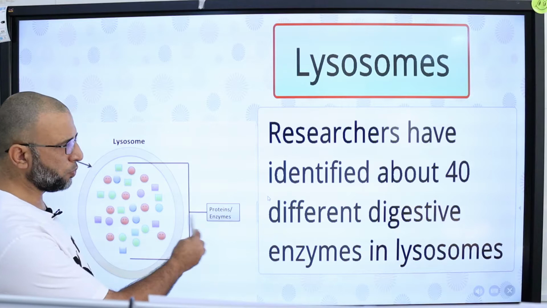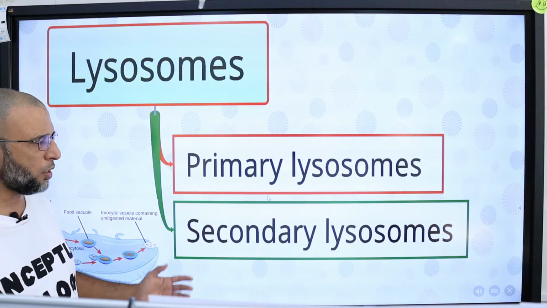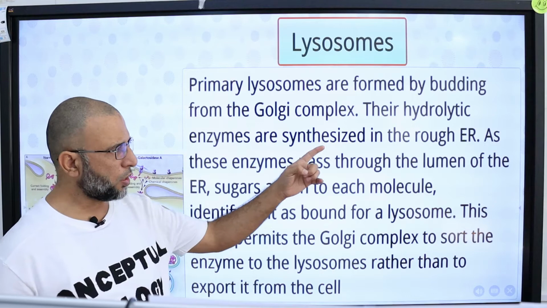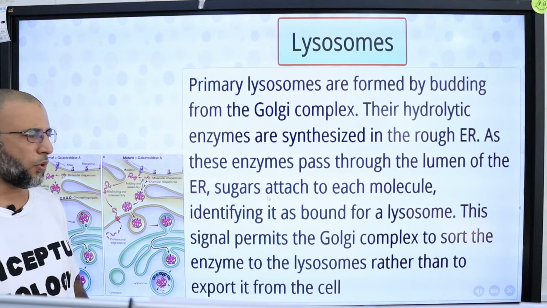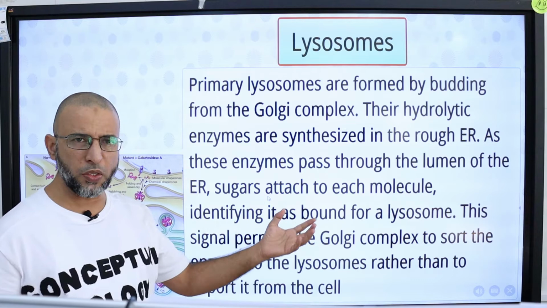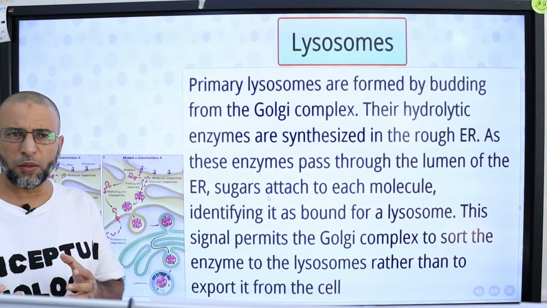There are two types of lysosomes, that is primary lysosomes and secondary lysosomes. Primary lysosomes are formed by budding from Golgi complex, and their hydrolytic enzymes are synthesized in the rough endoplasmic reticulum. As these enzymes pass through the lumen of endoplasmic reticulum, sugars attach to each molecule as an identification tag that identifies it as bound for a lysosome. This signal permits the Golgi complex to sort the enzyme to the lysosomes rather than to export it from the cell.